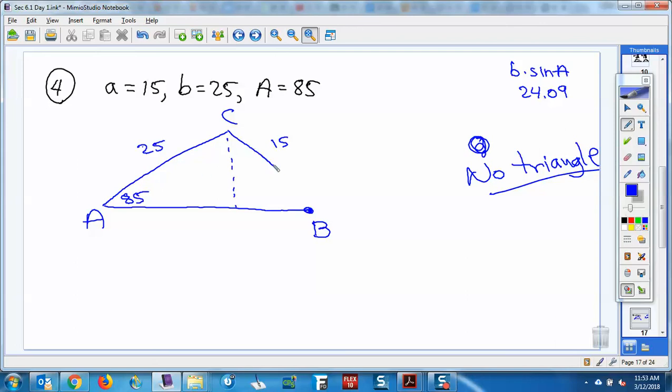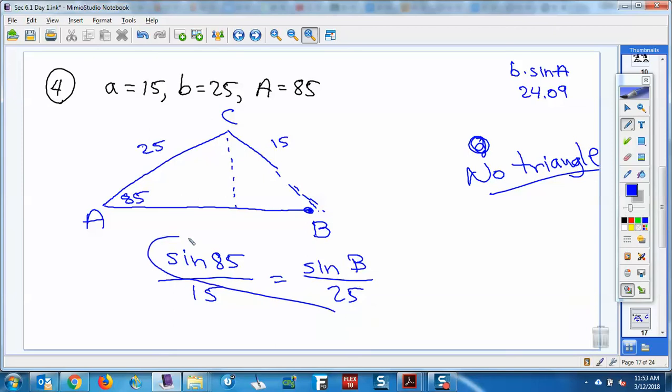Let's say you didn't draw it like that. You just went ahead and drew your triangle down here and you set up law of sines. Watch this. Sine 85 over 15. Are you with me? See how that'd be? Equals sine of B over 25. Now let's cross multiply. Okay? Take 25 times sine 85, divide by 15. Now remember, we still have a sine B there though. Sine B equals what? What do you get?